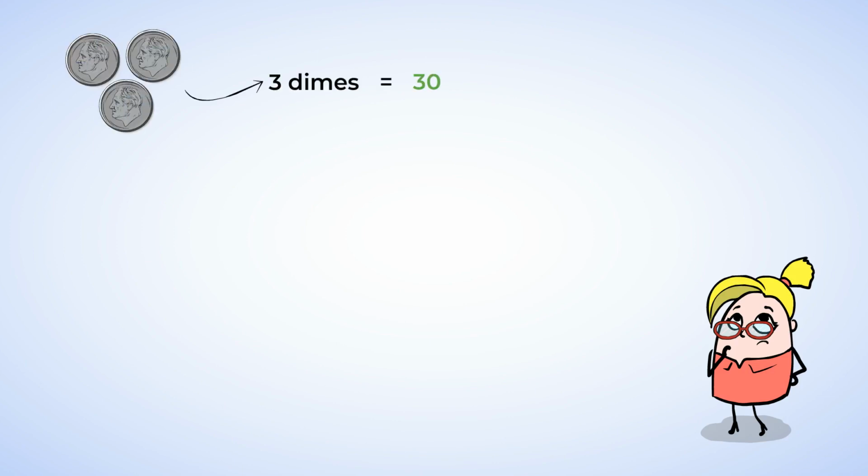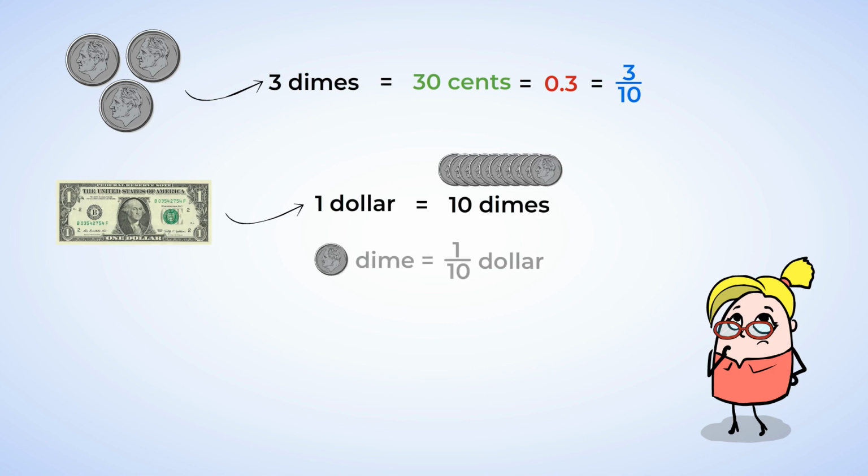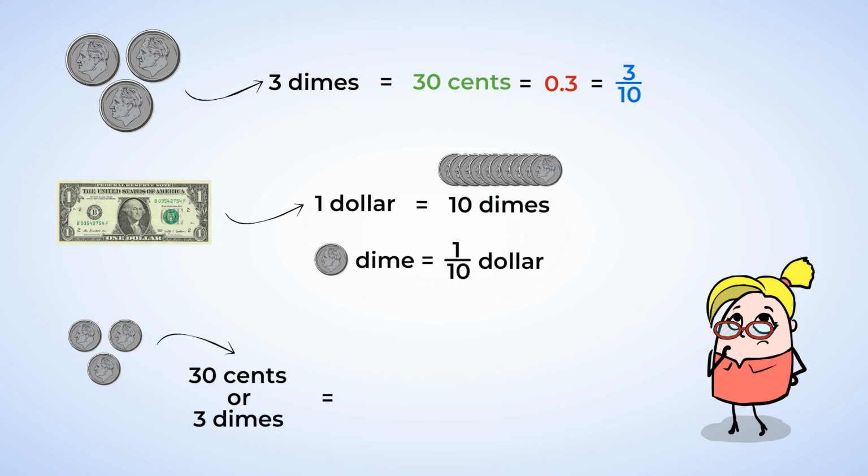3 dimes, or 30 cents, can be written as 0.3. This decimal can be read as 3 tenths. And when we think about dollars, 10 dimes are needed to make a whole dollar, so each dime is a tenth of a dollar. 30 cents or 3 dimes is 3 tenths of a dollar. Look at that! Both the decimal version and the fraction version are read the same as 3 tenths.